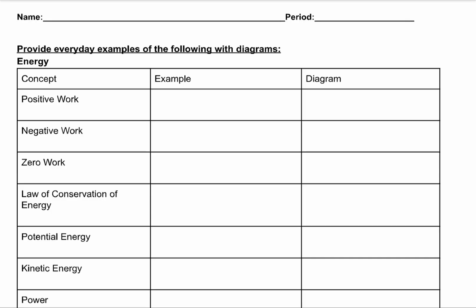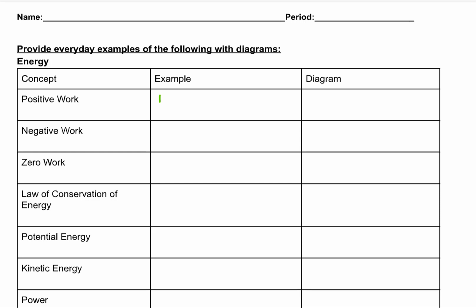All right, this is the interim test review. So you have the paper copy. I would like you to try that first and then go through these problems. So the first one is we're going to take these concepts and we're going to come up with examples of these and then maybe a diagram to go along with it.